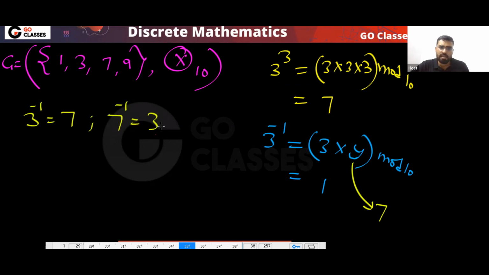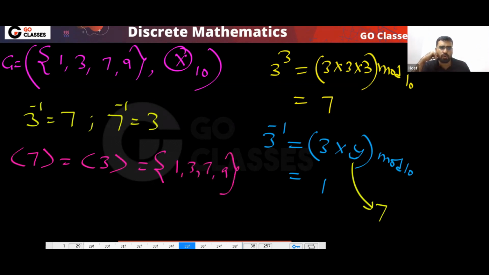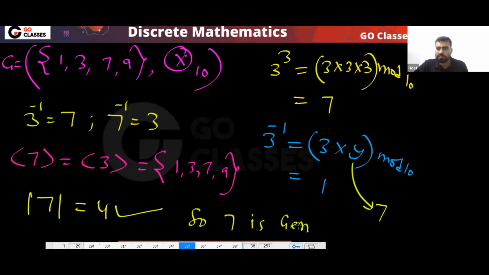So what will be the subgroup generated by 7? That will be the same as the subgroup generated by 3, and that will be G itself. So what is the order of 7? The order of 7 is also 4. So I can say 7 is also a generator, because it can generate the whole group. The subgroup generated by 7 is the whole group.